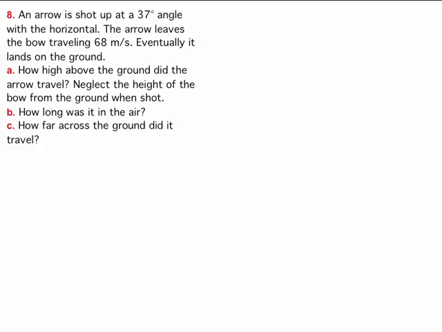This video is going to show you how to solve the solution to projectile motion problem number 8 from our workbook. An arrow is shot up at a 37-degree angle with the horizontal. The arrow leaves the bow traveling 68 meters per second. Eventually it lands on the ground.